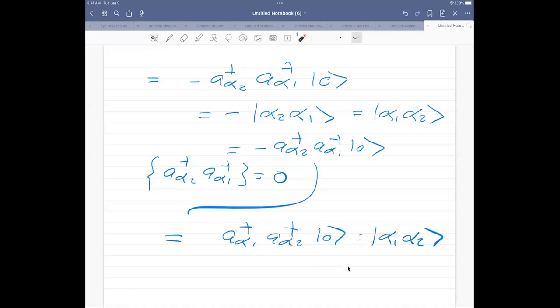And one of the exercises this week actually deals with us practicing with these relations. So one of the cases we are going to look at now is to calculate the inner product of a two-body state.